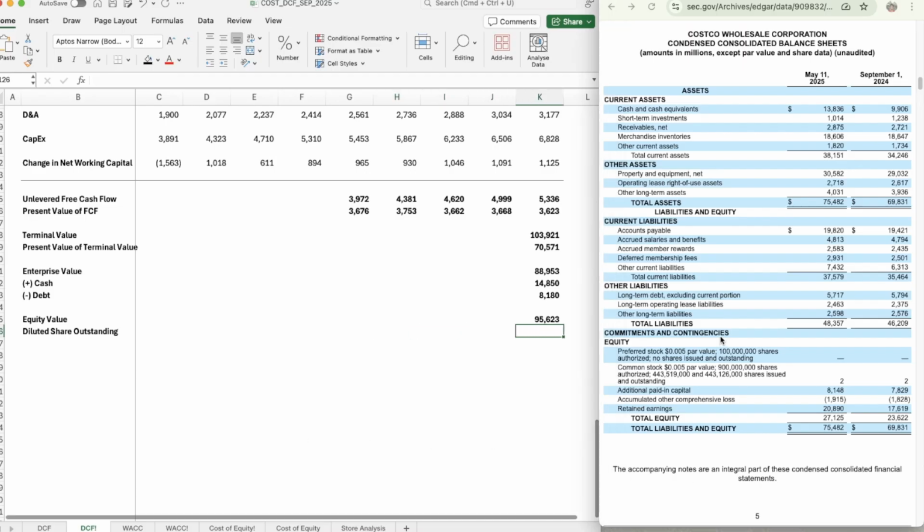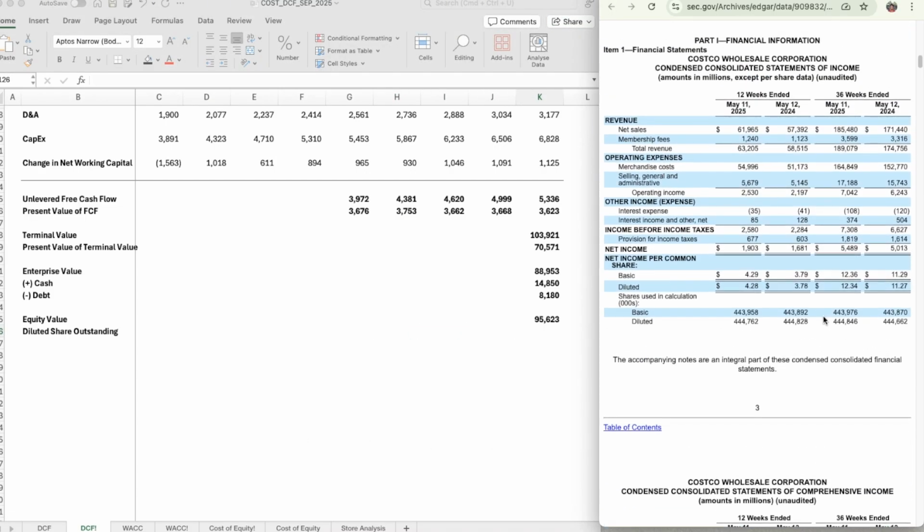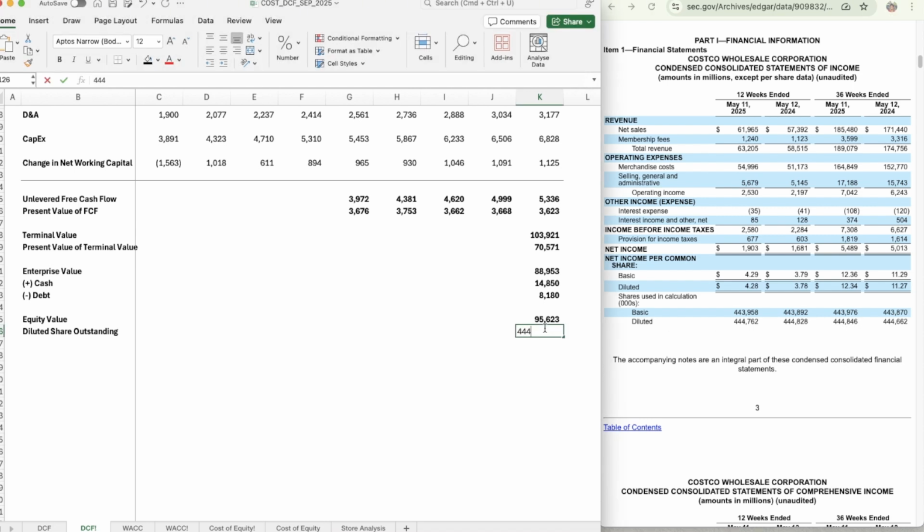And the diluted shares outstanding, where do we find that? Here we are. It's 444,846 million, so 444.846, about 445 million shares. So the implied share price equals the equity value divided by the diluted shares outstanding, and 215. So K27.